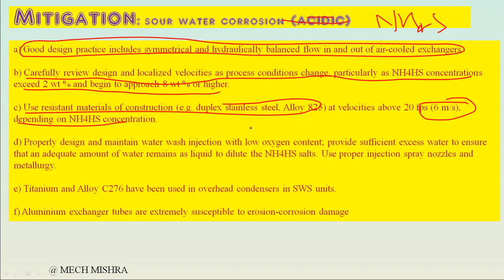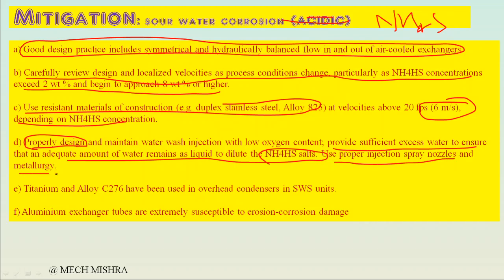Then D is proper design and maintenance of wash water. We have to properly design the wash water system and maintain enough wash water to dissolve these salts and not allow them to concentrate or deposit in our system. So we provide sufficient excess water to ensure that an adequate amount of water remains as a liquid to dilute these salts. We have to dilute and flush out the salt, so we have to continuously dose this wash water in our system. Use proper injection spray nozzles and proper metallurgy in the wash water system. So wash water is also a critical factor.